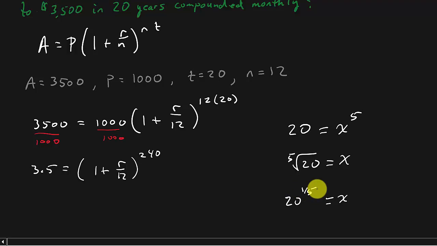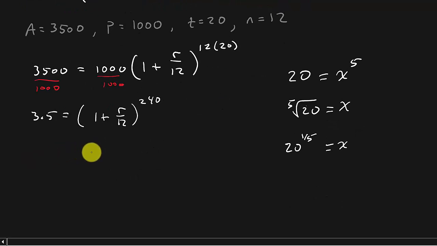You see that? If I write my radical as an exponential, remember going from radical form to exponential form. Or if this was a 7, this denominator would be 7. If this was 240, that denominator would be 240. Oh, but look here, we got 240 right here, don't we? So this is 1 plus r over 12 equals 3.5 raised to the 1 over 240. You see that?